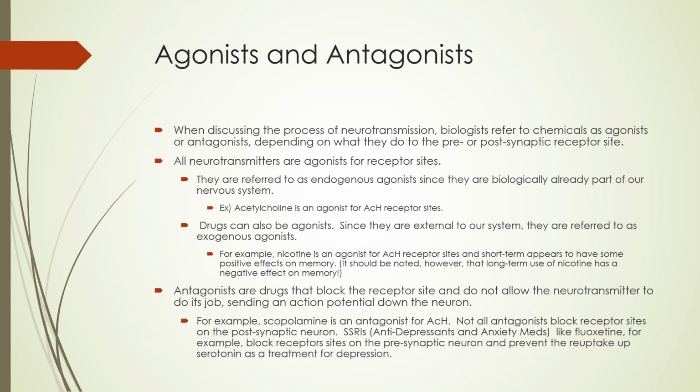So all neurotransmitters are agonists for receptor sites. They are oftentimes referred to as endogenous agonists since they are biologically already part of our nervous system. So acetylcholine is an agonist for acetylcholine receptor sites. And drugs can also be agonists since they are external to our system. They are referred to as exogenous agonists. So they come from outside of us, or exo.